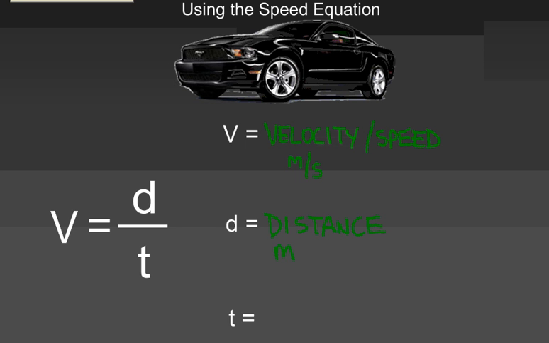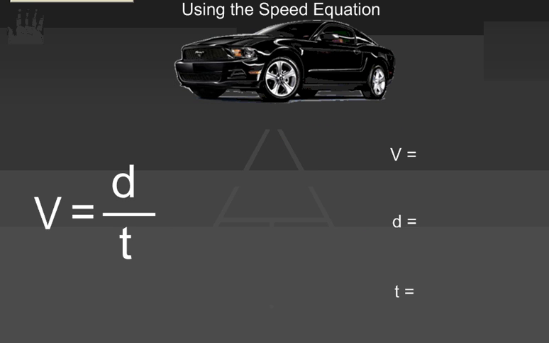Then finally, T. T is time, and its base units are seconds. And it'll say, how long has the car been traveling? Or how much time has gone by while the car is traveling? So those are the three variables, V, D, and T.